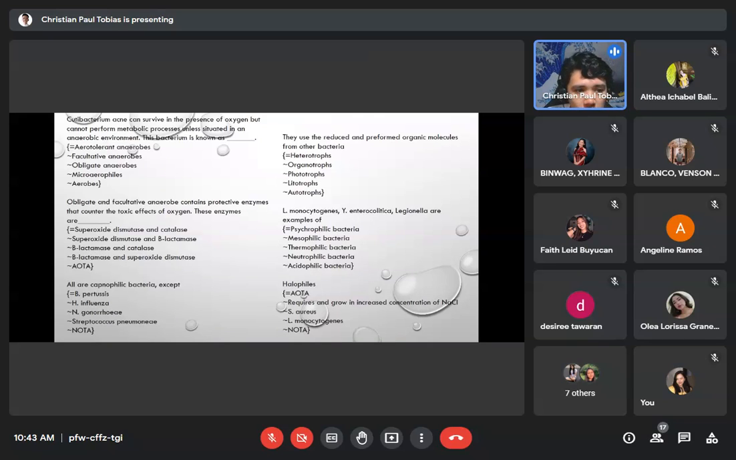All are capnophilic bacteria except Bordetella pertussis. Ano ba yung mga capnophiles natin? Yan. Si H. influenzae, Neisseria gonorrhoeae, Streptococcus pneumoniae. Okay.